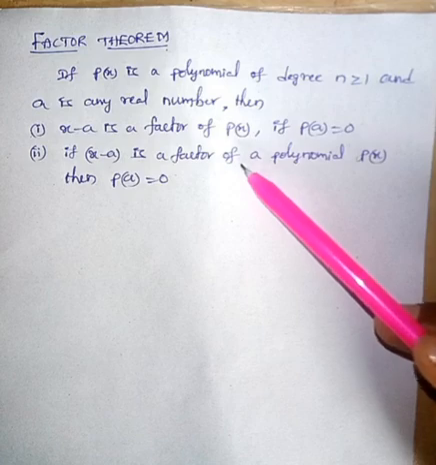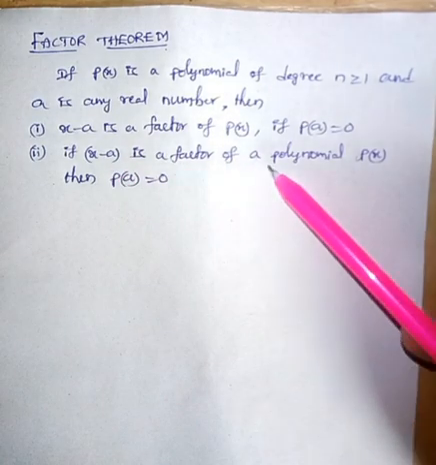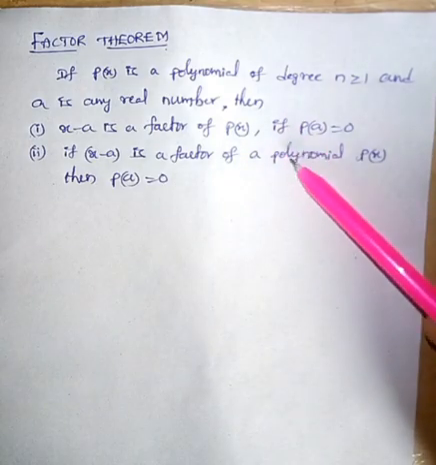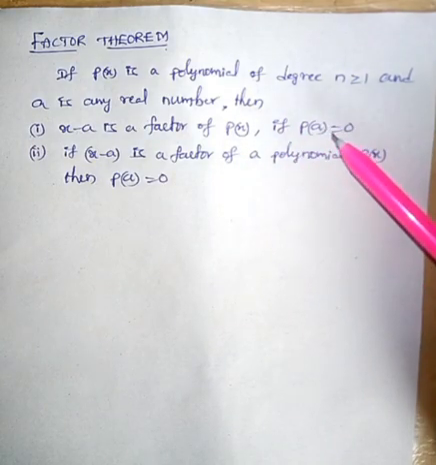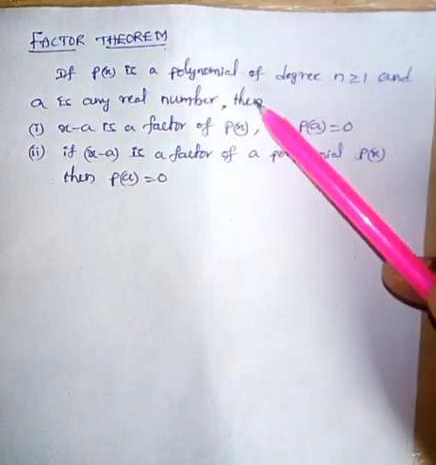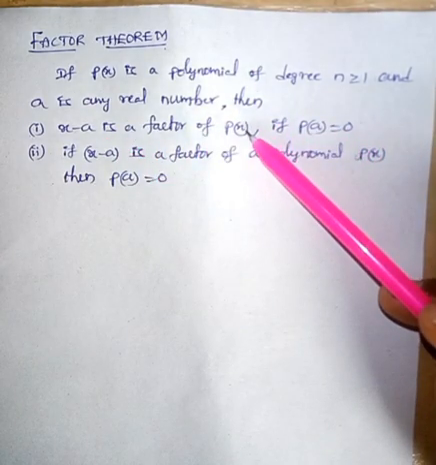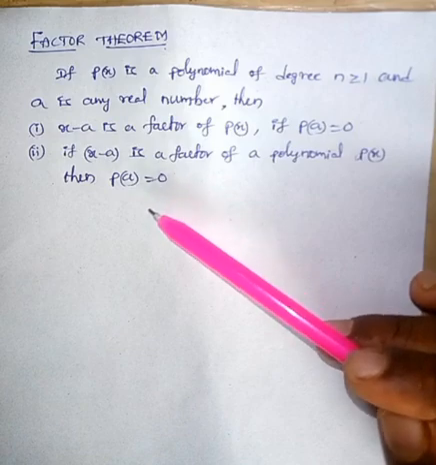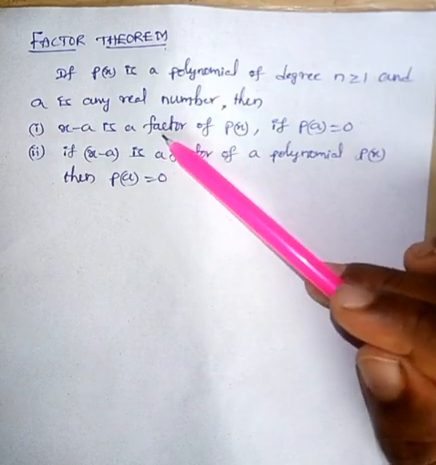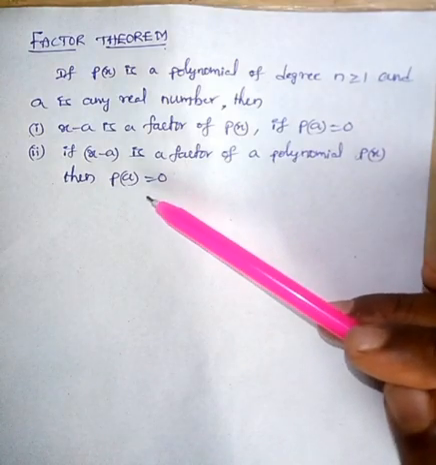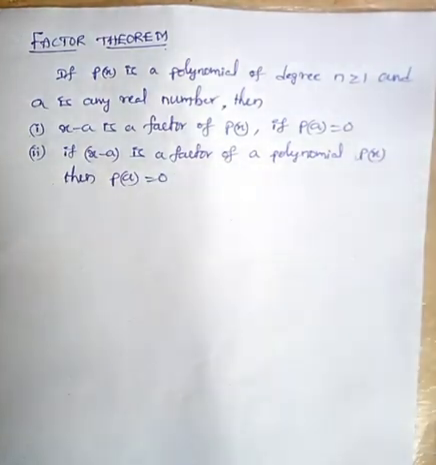And the second statement is the opposite. If x minus a is a factor of a polynomial p(x), then p(a) equals 0. In the first statement, if the remainder when p(x) is divided by x minus a is 0, then x minus a is a factor of p(x). And in the second statement, which is the converse of the first, if x minus a is a factor of a polynomial p(x), then the remainder is 0. Okay, let's prove the theorem.